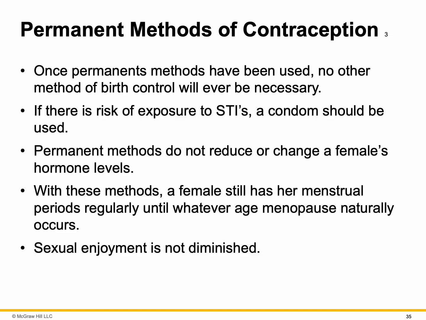Fourth, with the permanent method, a female still has her menstrual periods regularly until whatever age menopause naturally occurs. And finally, most females do not report that they have a diminished enjoyment in sex. In fact, a lot of women report that they enjoy sex more because they're not worried about pregnancy.